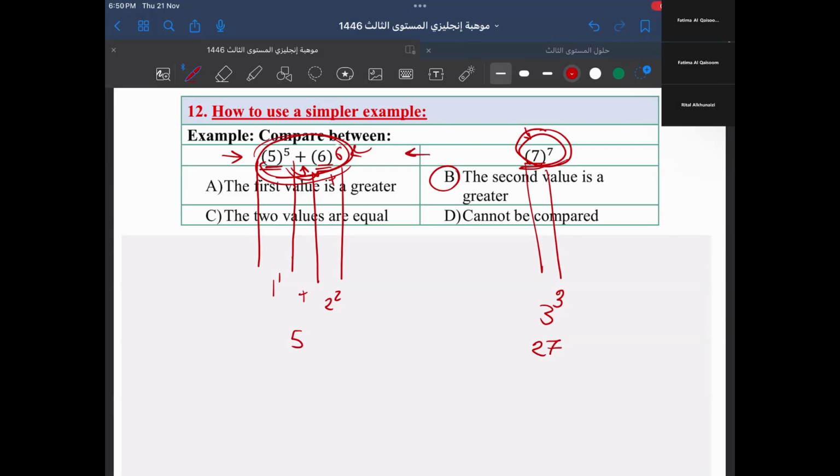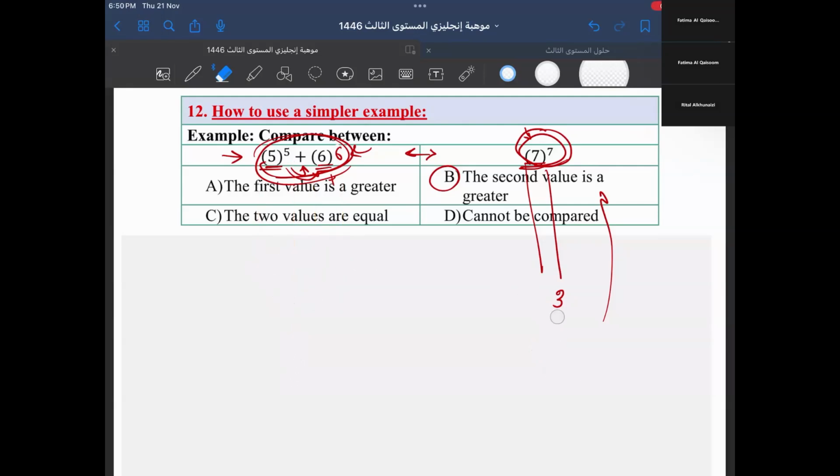The original versions, these ones, I cannot compare them because I have to find the value of them first. But now, since here I did find the values, I can compare. And then I can apply it on the same question. Okay? Is it clear, guys? Yes. Sure?